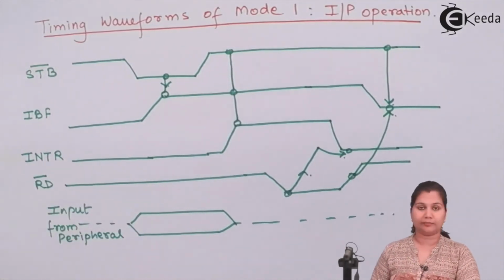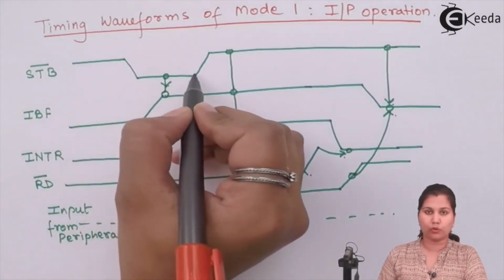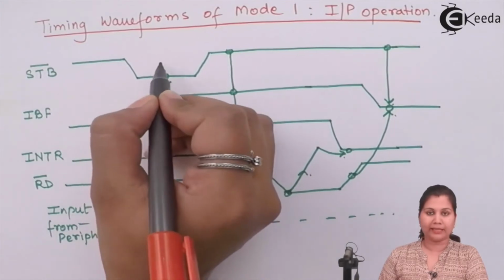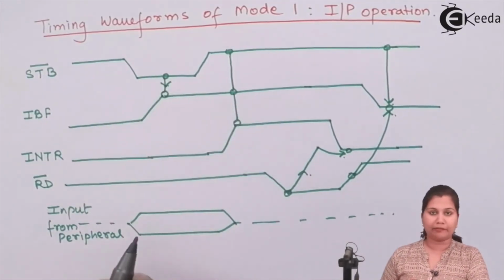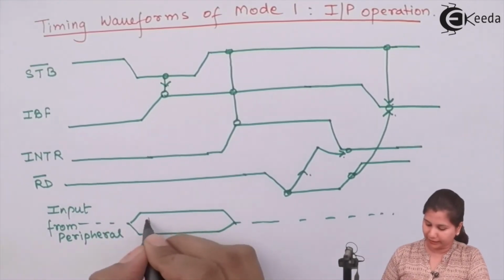So now let's see the input operation. Here we have the strobe signal. When this strobe signal is low, it means that the data byte is transmitted by the peripheral device. So this is the input from the peripheral device. This is the data byte.